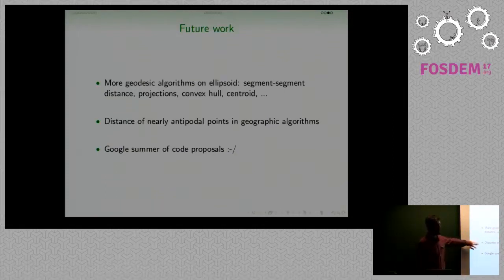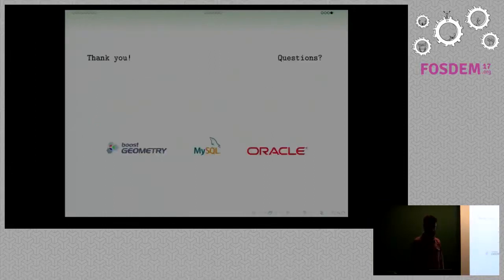This is an open problem. I mean, this is an open feature. We don't support distance of near antipodal points in geographic algorithms. So this is something that at some point we want to implement in Boost Geometry. And also we are thinking of Google Summer of Code proposals. We are not sure if we propose something, but we are thinking of some projects. So keep in touch if you are interested. And that's all, I think.